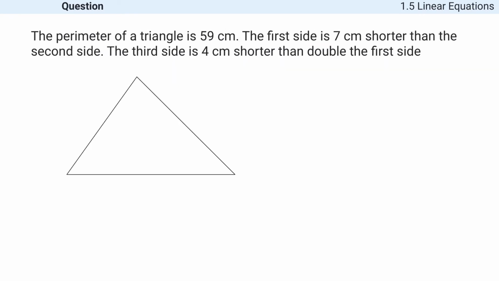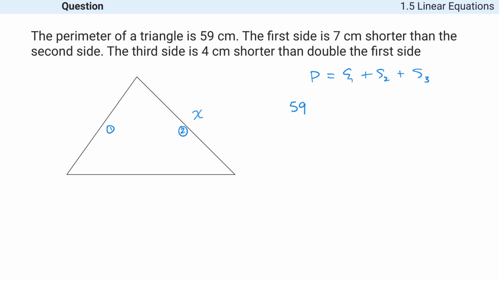Okay, last sort of worded problem is the triangle one. They say the perimeter of a triangle is 59. So the perimeter of any triangle, you would just add up the three sides. So side 1 plus side 2 plus side 3. And they say the perimeter is 59. Okay. Then they say the first side, let's call this our first side, is 7 centimeters shorter than the second side. Oh, well, I guess we could call this second side x.